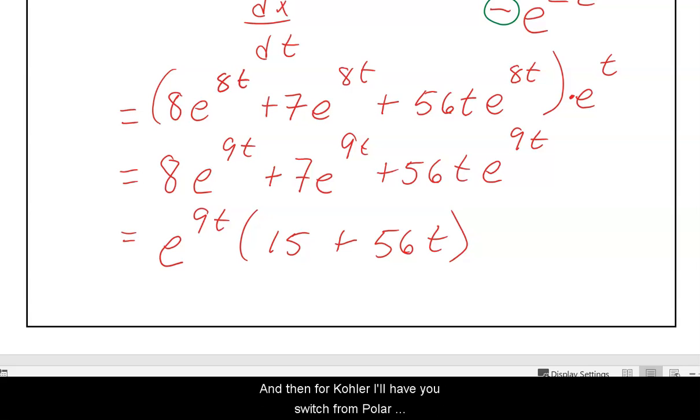And then for polar, I'll have you switch from polar coordinates to rectangular coordinates and back. I can also have you, on both polar and parametrics, convert the equations from parametric or polar back into rectangular, or go backwards, although I don't typically do the other way.